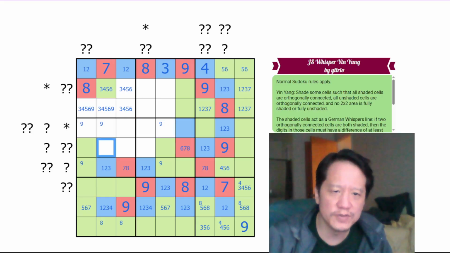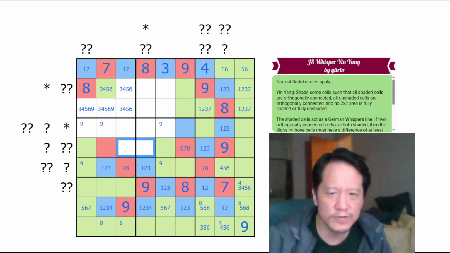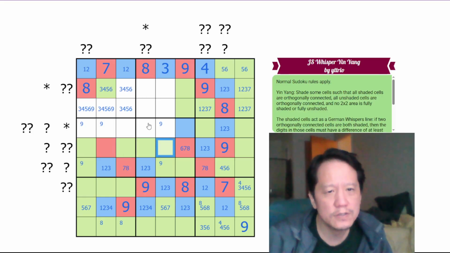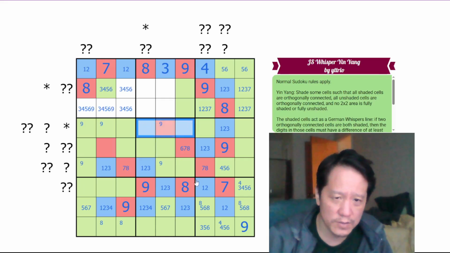What happens if this is shaded? Then neither of these are shaded. This has to orthogonally connect. And then this would be a set. So this would be blue. That would be red. So this could work.